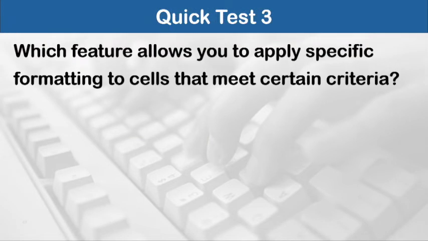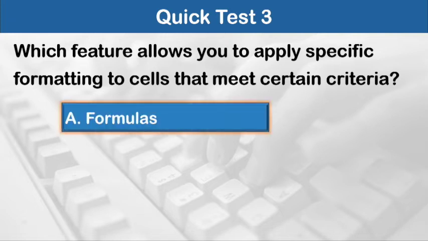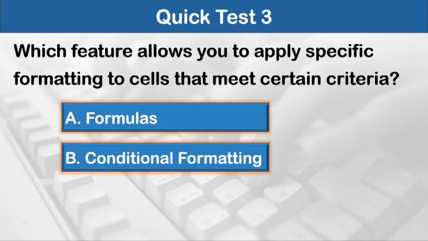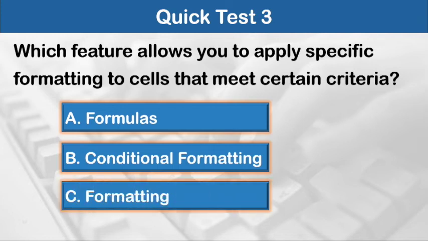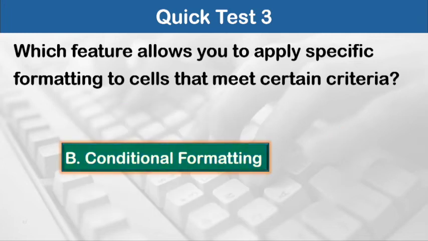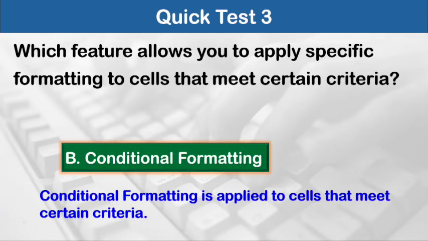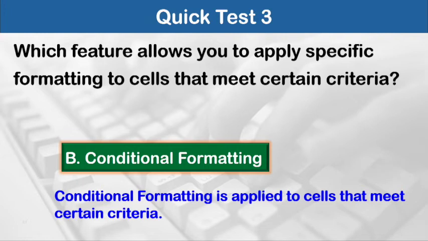Next question. Which feature allows you to apply specific formatting to cells that meet certain criteria? Is it A. Formula, B. Conditional formatting, or C. Formatting? The answer is B. Conditional formatting is applied to cells that meet certain criteria.